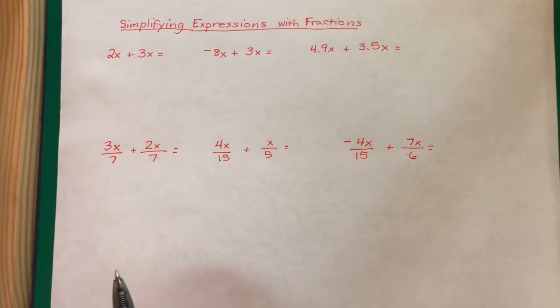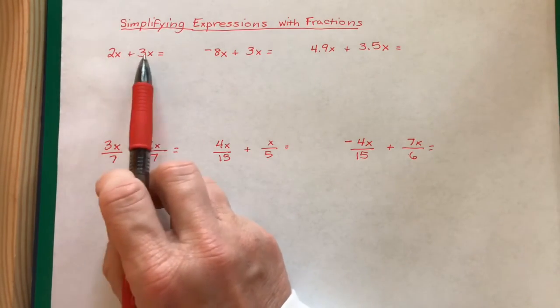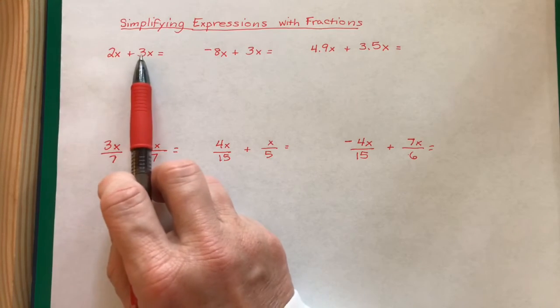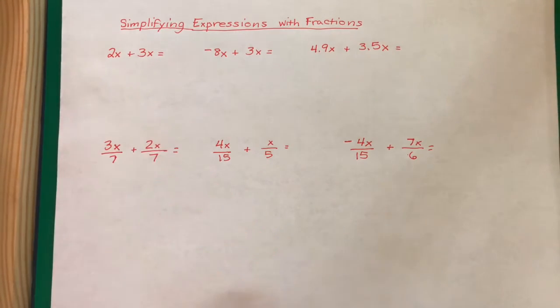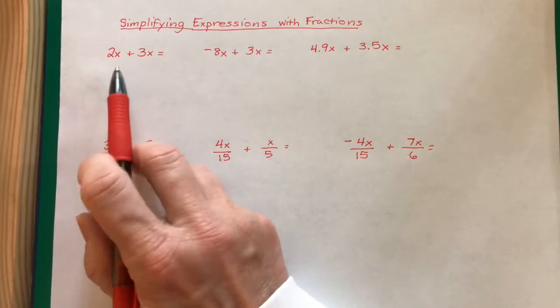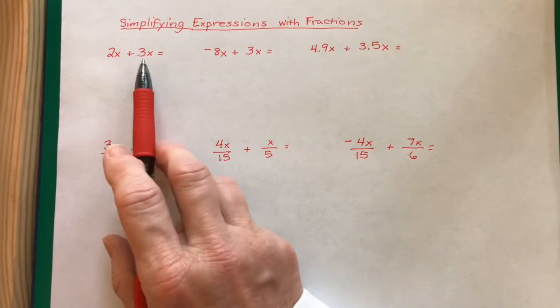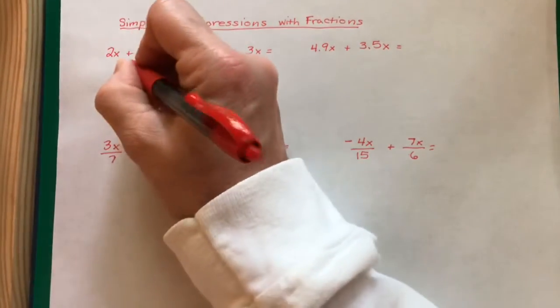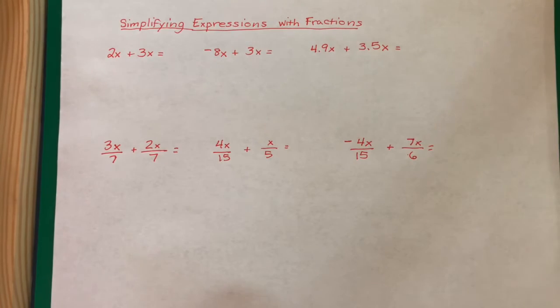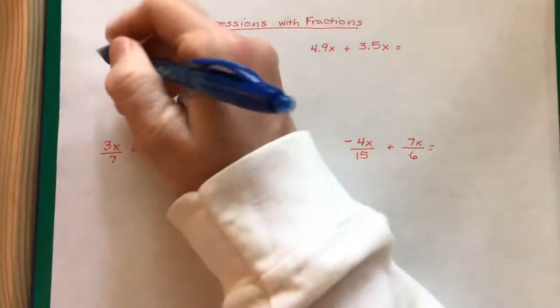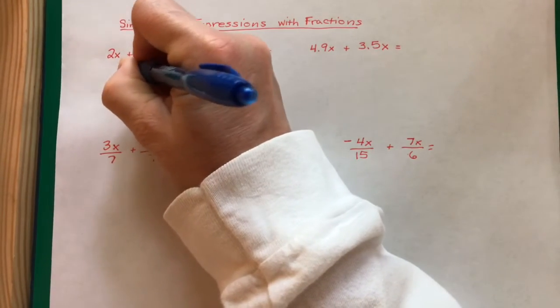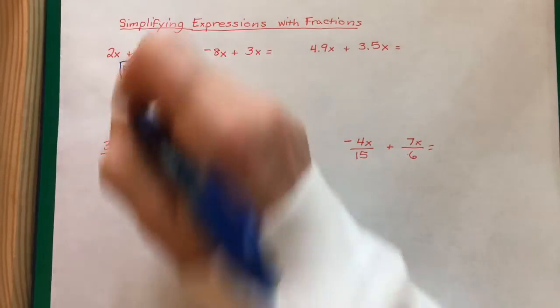2x plus 3x, think of it as cookies instead of x's. If I had 2 cookies and 3 more cookies, adding them together, now I have 5 cookies. You do the same thing with x's. I have 2 x's plus 3 x's gives me 5 x's. So my answer is going to be 5x. You don't even have to think much about that one.